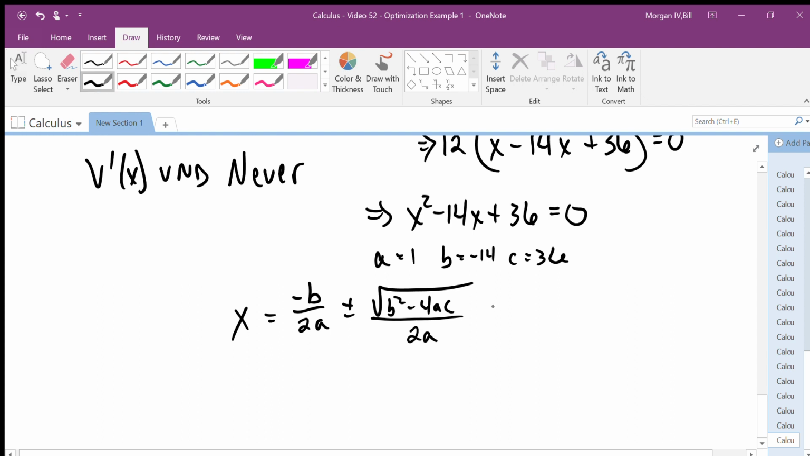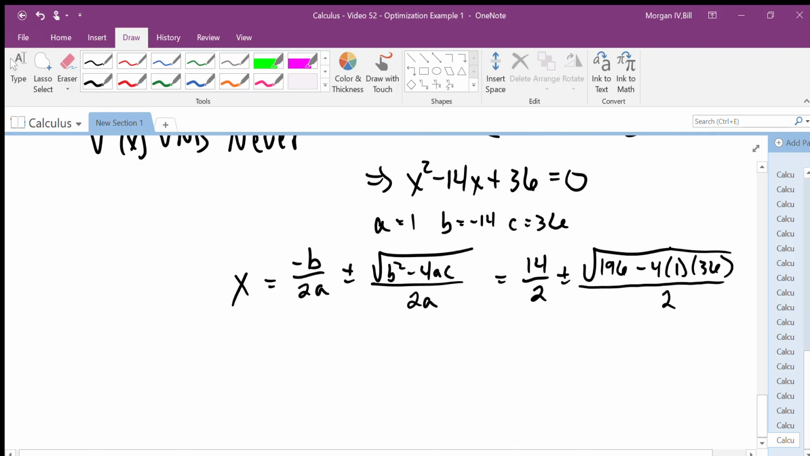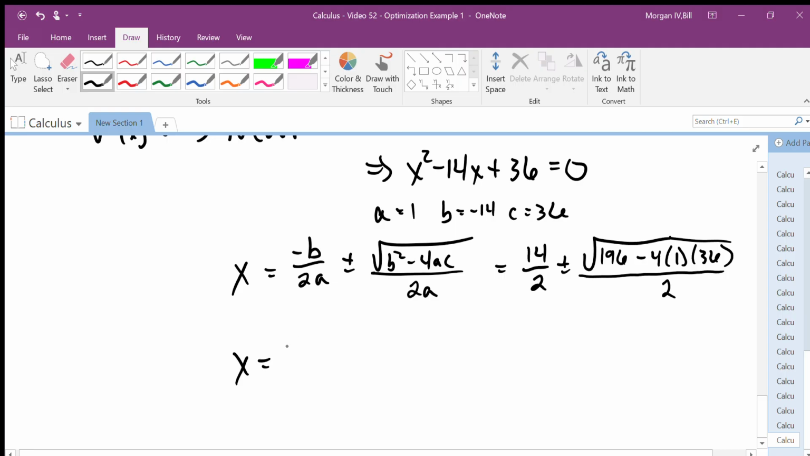All right. That is equal to positive 14 over 2, plus or minus the square root of 14 squared, which should be 196, negative 14 squared also 196 positive, minus 4 times 1 times 36, over 2. So x equals 14 over 2, which is 7, plus or minus, let's see here, 36 times 4 is 144, 196 minus that, 52.